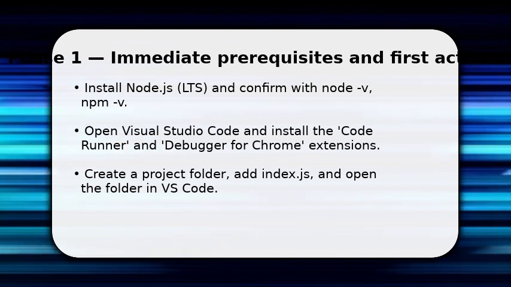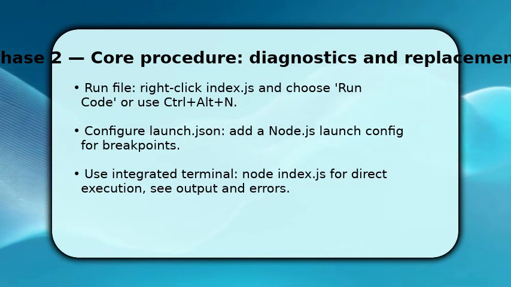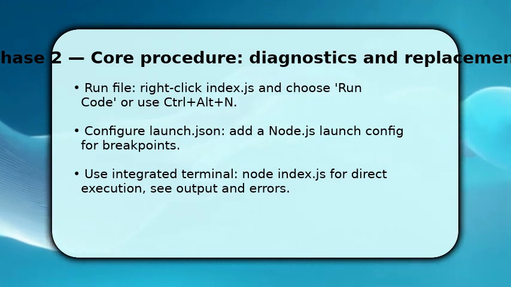Next, run and prepare to debug. You can run the file quickly by right-clicking index.js and choosing Run Code, or press Ctrl+Alt+N for Code Runner. This shows output instantly. For deeper inspection, add a launch.json with a Node.js configuration so breakpoints hit correctly.